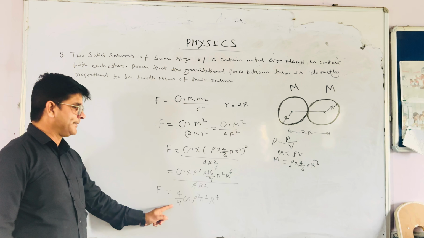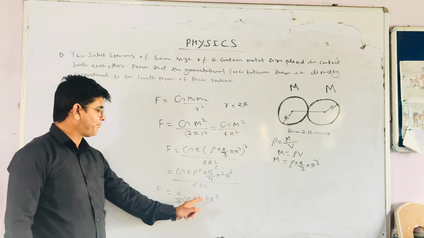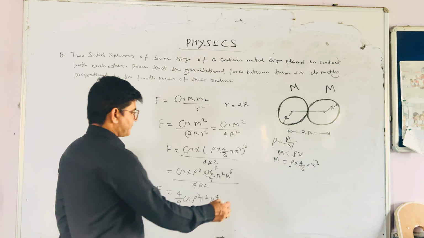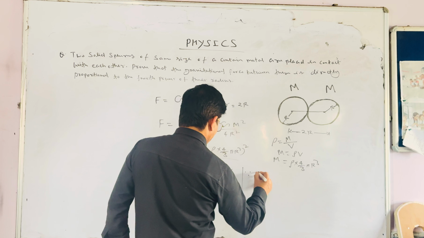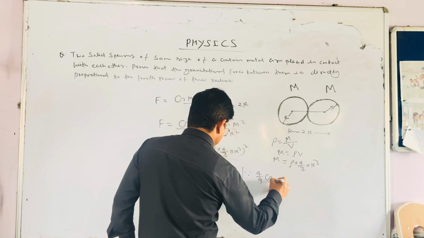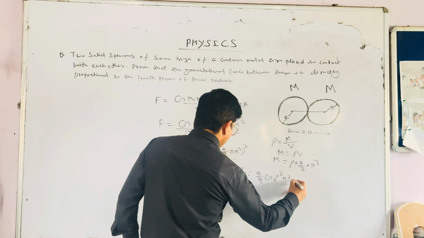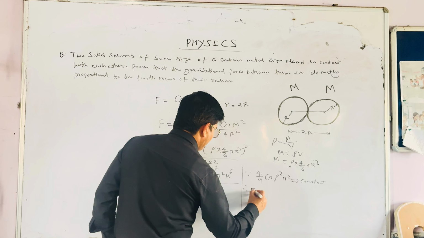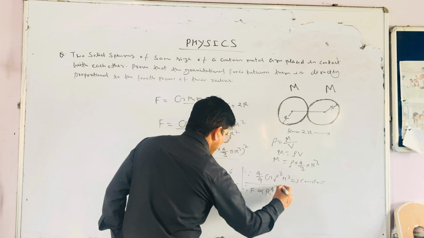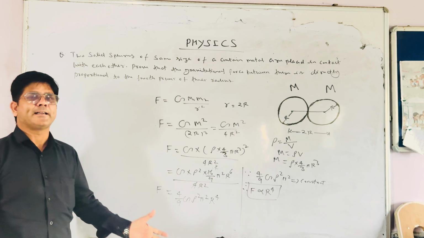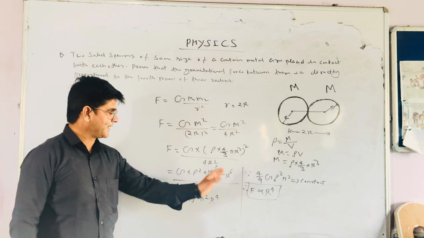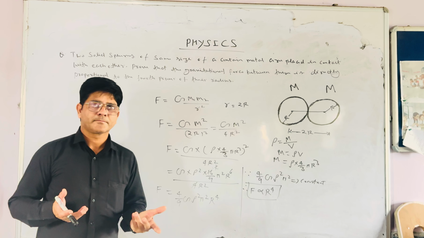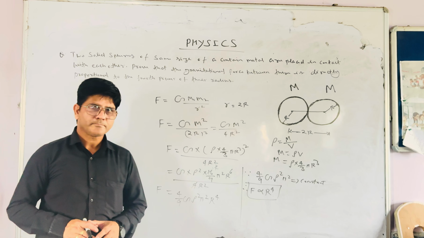So clearly 4 by 9 G rho pi, these are all constants, because this term 4 by 9 G rho square pi square is a constant. Therefore, F must be directly proportional to r to the power 4. We require this according to the demand of the question. The gravitational force between these two spheres is directly proportional to the fourth power of the radius of each sphere. Okay, that's all.